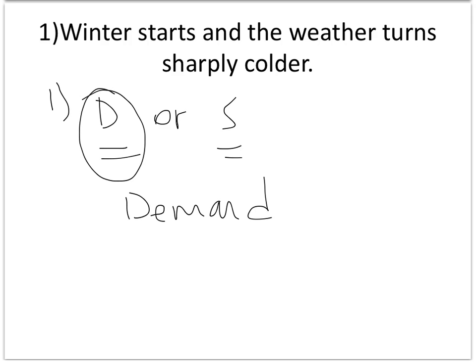And the second step, we will decide in which direction the demand changes. Demand will increase because you will buy more hot chocolate in the winter, so the demand is going to increase. And the last step is comparing the previous equilibrium and the new equilibrium. To do that, let me erase here.